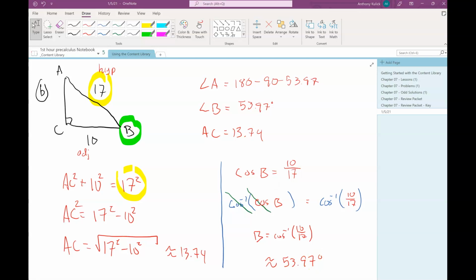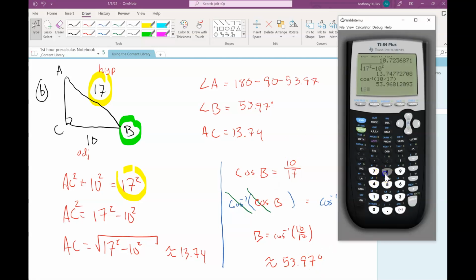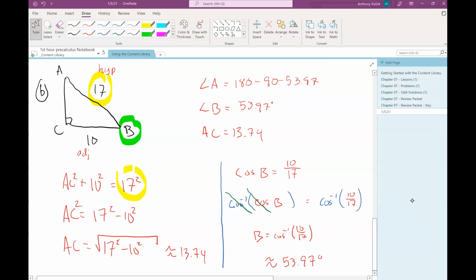Oh yeah, we need to, what is that number? 180 minus 90 minus the answer, 36.03.